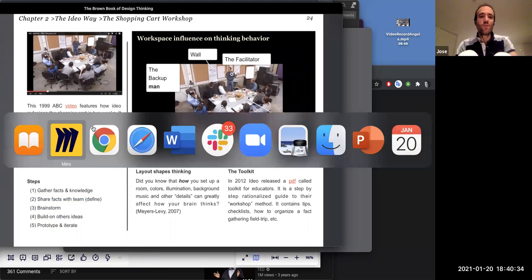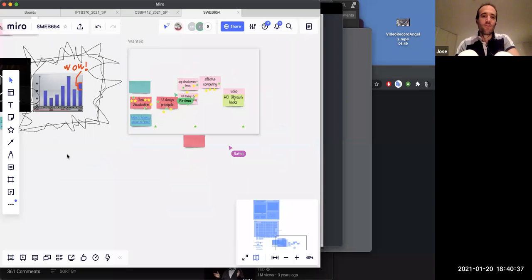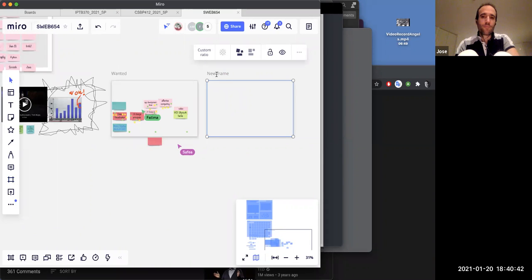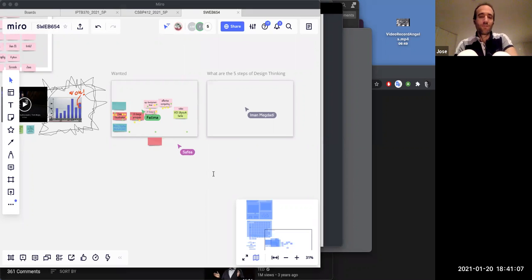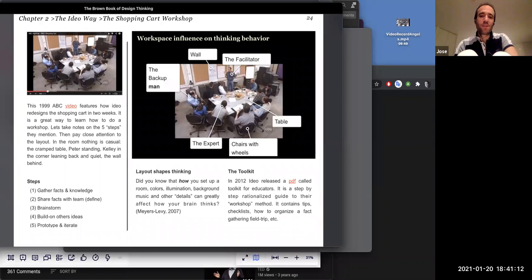So while you watch the video, we're going to make a new frame. What are the 5 steps of design thinking in the shopping cart video? You can write a post-it or make a flow chart or something. Sounds good? Maybe you already know it, but I'm sure some of you do. So you can work as a team to do this while we watch the video. Are you ready to watch the video?